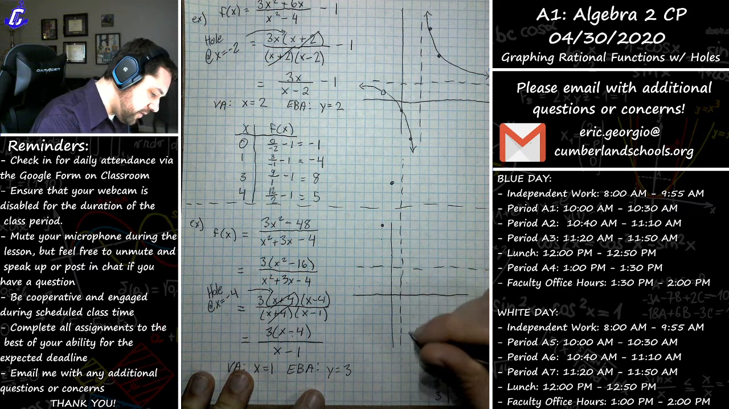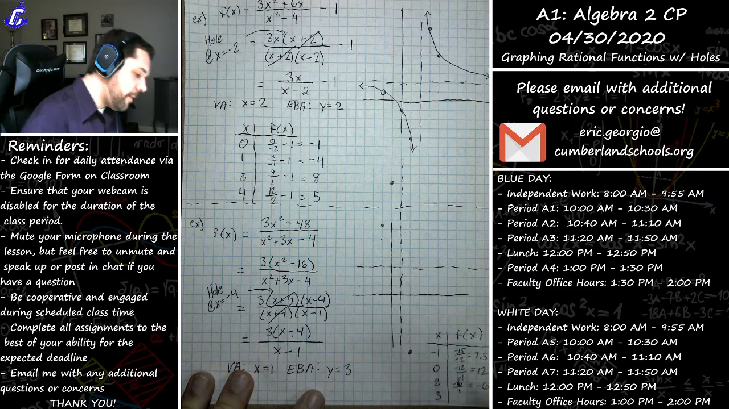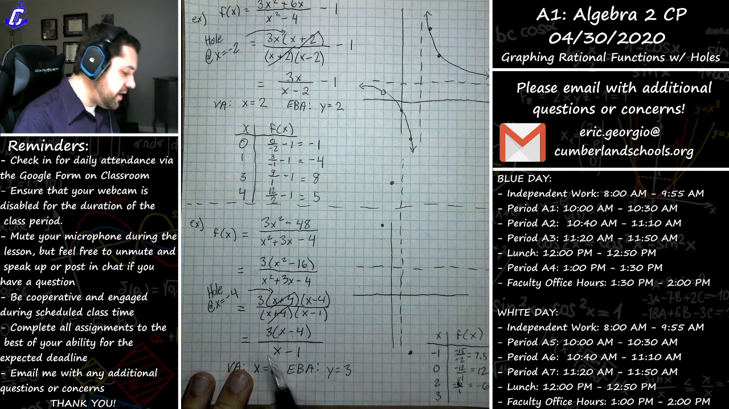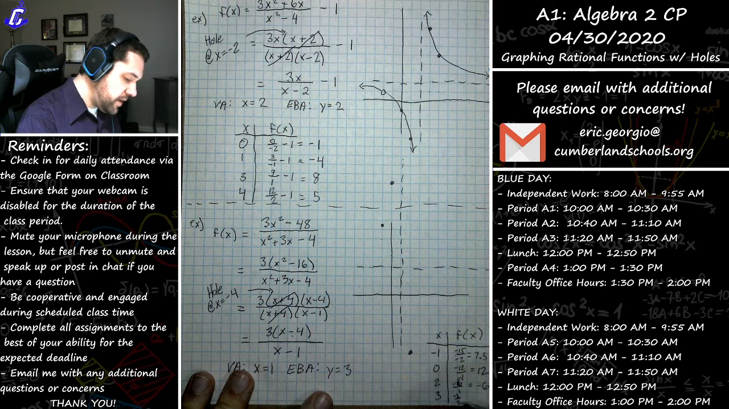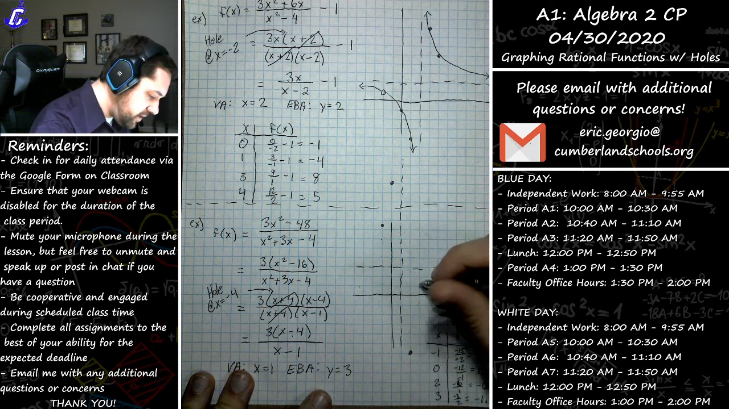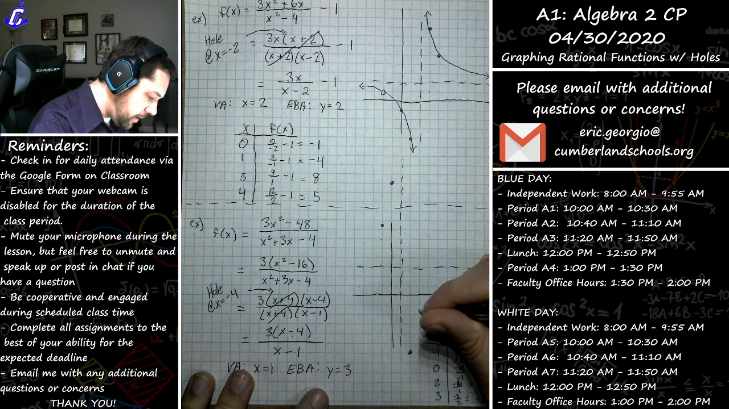1, 2, 3, 4, 5, 6. And lastly, 3 goes in. In the numerator, 3 minus 4 is -1. -1 times 3 is -3. Divided by, in the denominator, 3 minus 1 is 2. Oh, that's a nice easy one. -3 divided by 2, -1.5. So that's going to be right about here.